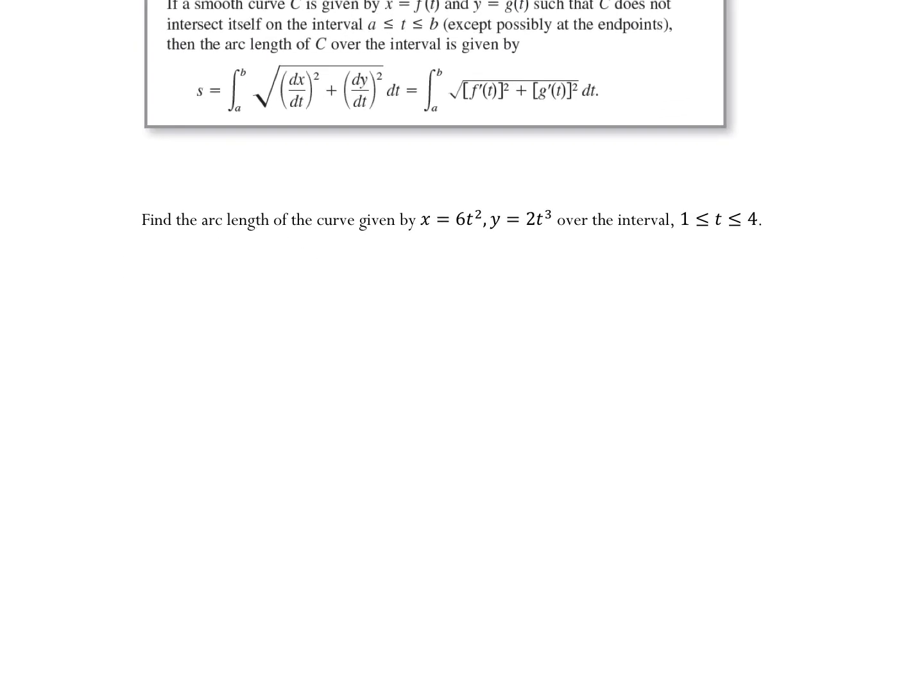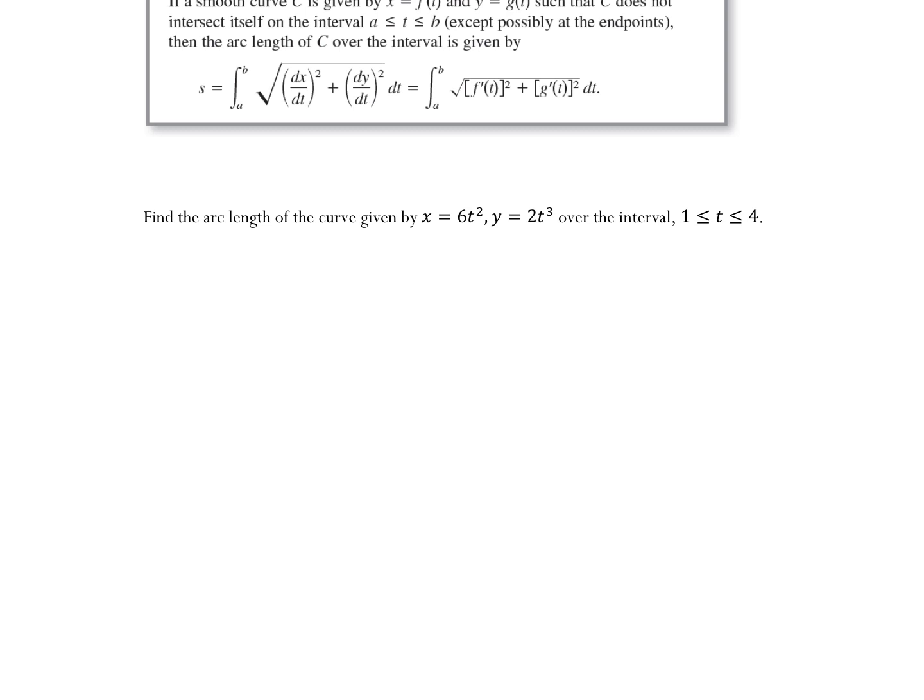Say I give you, as we do this, give yourself some space because I'm going to add a problem to the bottom of this page. Here's a very basic parametric equation, and I want to find the arc length between 1 and 4. Everybody good? What I need to find first is dx/dt and dy/dt.